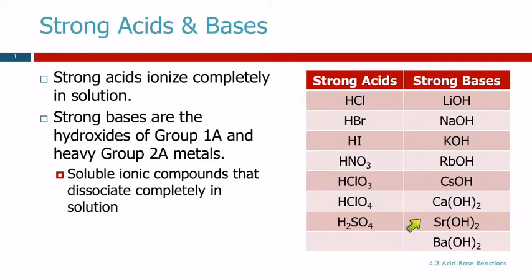Calcium, strontium, and barium hydroxide are not considered completely soluble, but they are slightly soluble, and so they are still considered strong bases. Strong bases also dissociate completely. They completely form ions in solution. So they are also strong electrolytes.